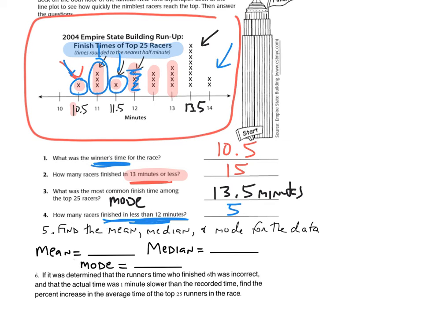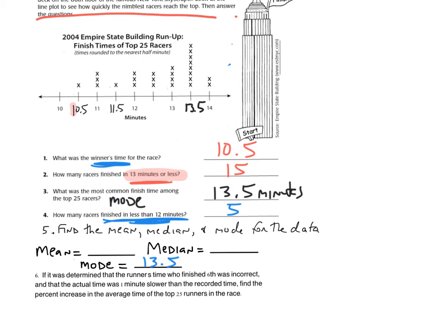Now for number 5, it looks like I do have to enter the data into my calculator. Here I'm being asked to find the mean, the median, and the mode. Well, we already found the mode to be 13.5. But to find the mean and the median, we want to enter the data into our calculator.